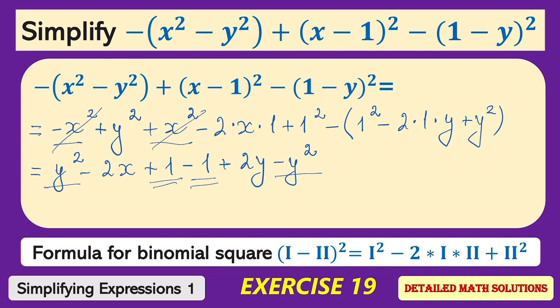Y squared and minus y squared cancel out because their sum equals 0. 1 and minus 1 gives 0. They cancel out. Therefore, this expression equals minus 2x plus 2y. So what I found is that the second expression simplifies to a two-term expression. Therefore, it is a binomial.